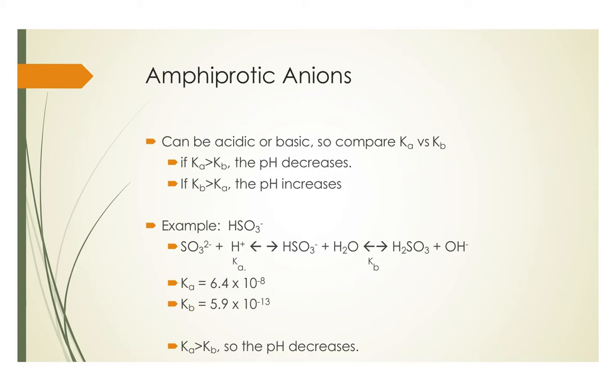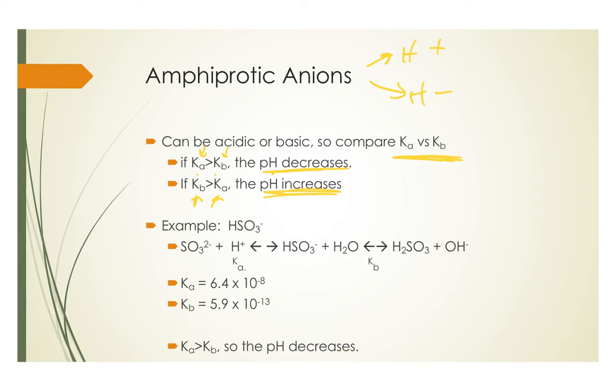Okay. The third situation with anions that we want to be aware of is amphiprotic anions. Remember that amphiprotic anions can either be acidic or basic. They can either add an H or get rid of an H, right? And so in order to figure out what's going to happen with an amphiprotic anion, we actually need to look up their Ka and their Kb, and we need to compare them. If the Ka is greater than the Kb, then the pH decreases because the acid dissociation is greater than the base dissociation. If Kb is greater than Ka, then the pH is going to increase because the base dissociation is stronger than the acid dissociation.